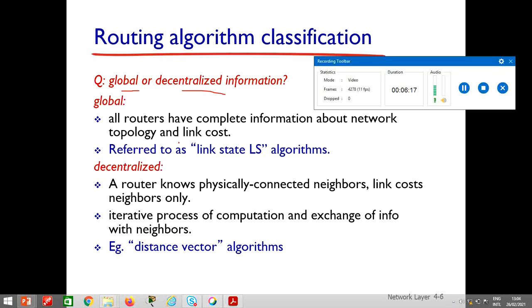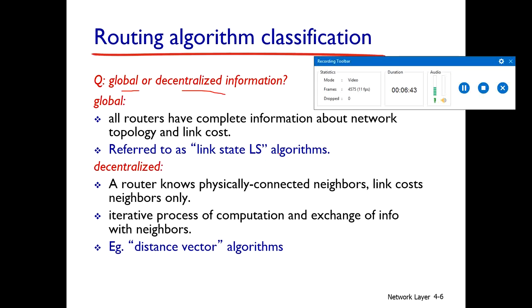And the calculation can be performed on one site, it can be centralized, or it can be replicated on multiple sites. But the main feature is that the global algorithm has complete information about the connectivity and the link cost. In practice, the algorithm with the global state information is normally referred to as the link state algorithm. We will study link state algorithm. Decentralized. In this lecture we are going to cover link state algorithm.